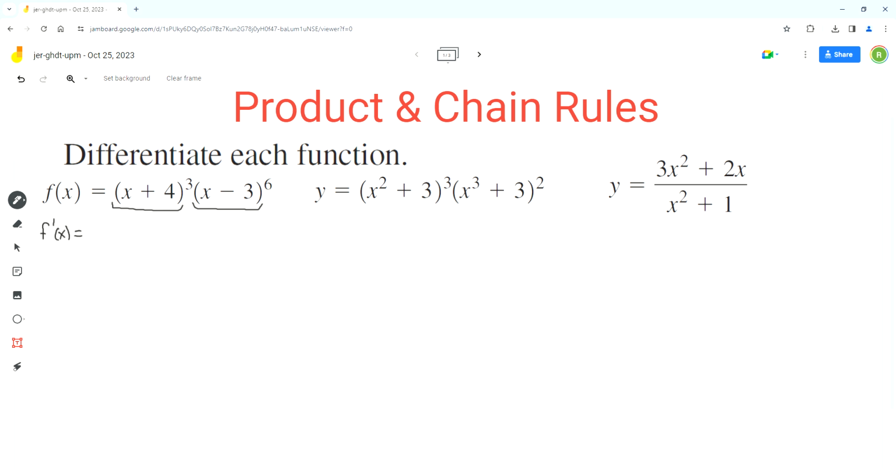equals, so we start with the derivative of the first function, and for that we'll have to use the chain rule. So this function is made up of the inner function x plus 4 and the outer function is the exponential function with exponent 3. So we start with the derivative of the outer function. So we'll use the power rule.